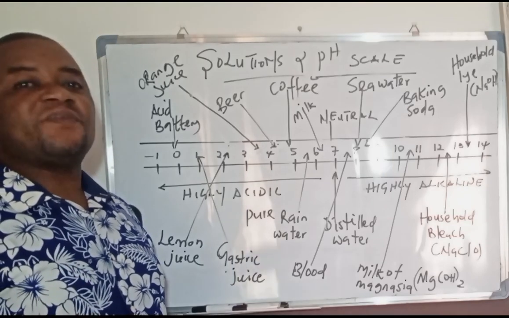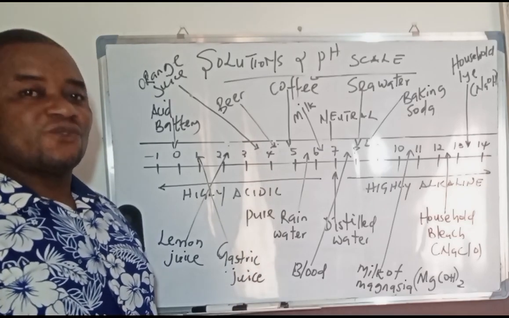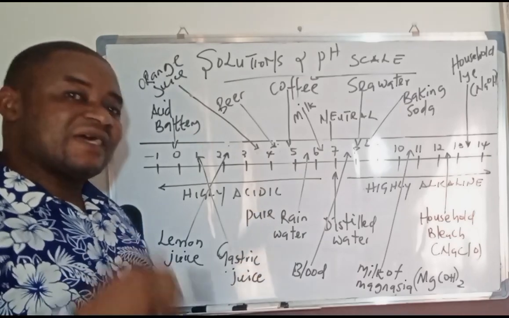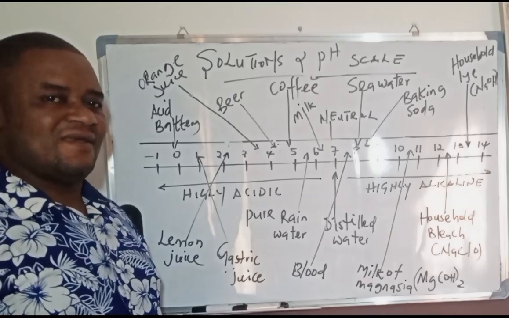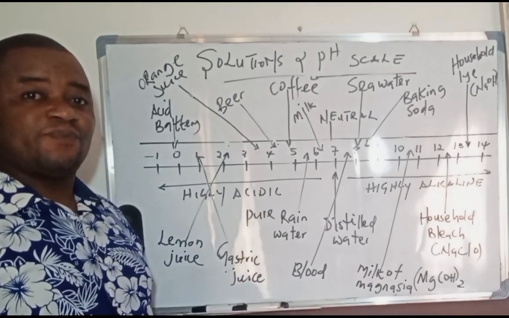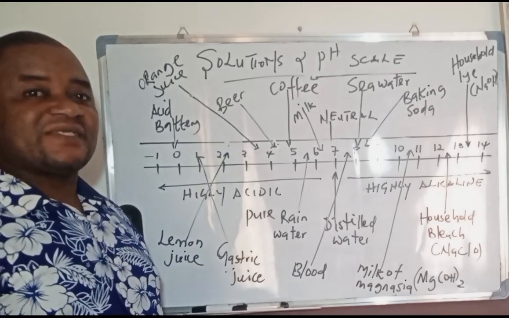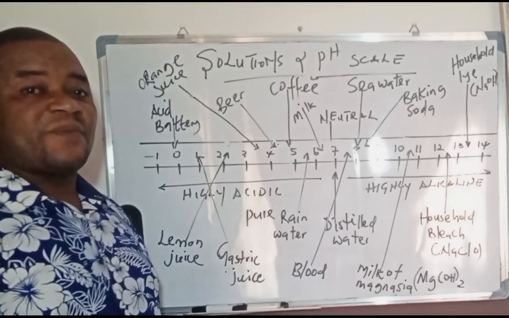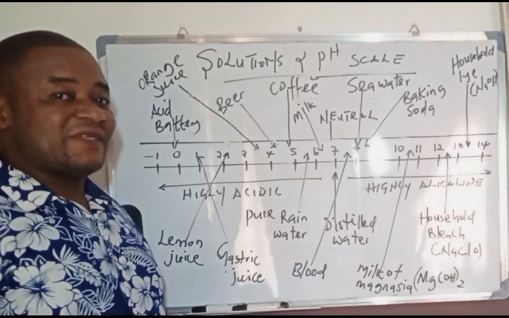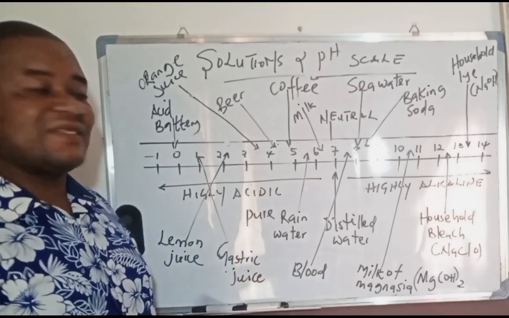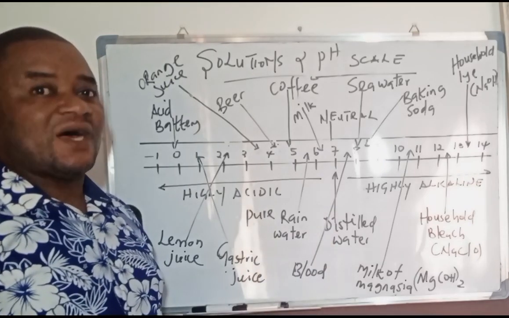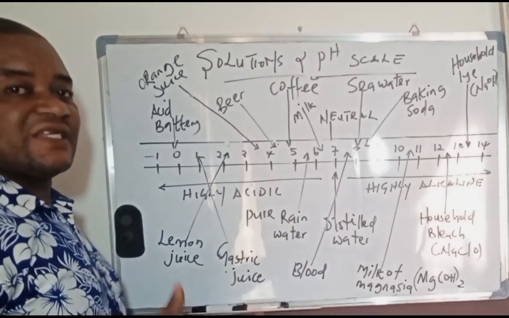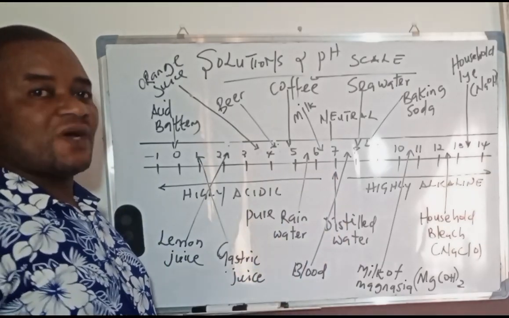Remember that if you dip a red litmus paper in a solution and the litmus paper turns blue, it means that the solution is alkaline or basic. If you dip a blue litmus paper in a solution and it turns red, that means that solution is acidic. But if you dip a litmus paper in distilled water, that litmus paper will remain unchanged. That means that distilled water contains no acid or base, so it is neutral. So the pH of distilled water, which is neutral, is 7.